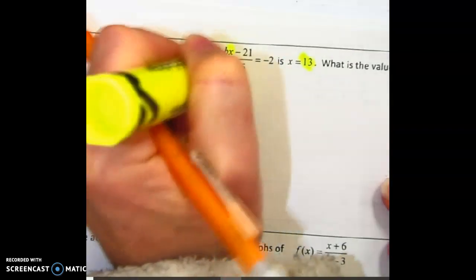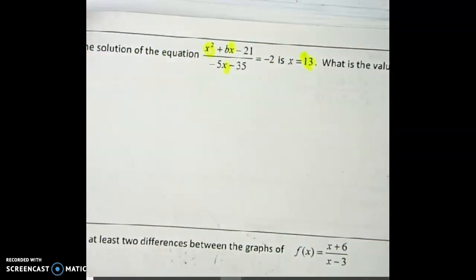Okay, let's zoom in on the first one. Let's see what it wants us to do. So it wants us to plug 13 in for x, and then I'm guessing we have to figure out b.